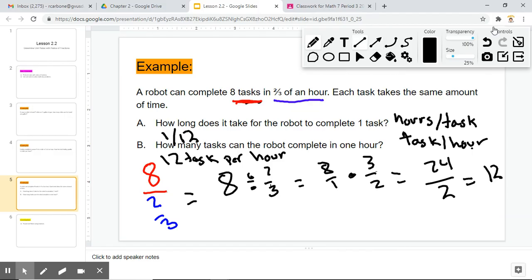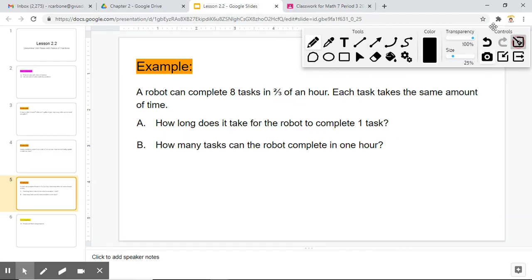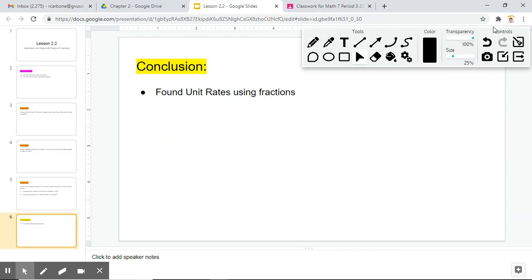All right, so that was it for us on our examples here. Remember, today we found unit rates using fractions. So a unit rate is still that ratio or rate where you're comparing two quantities where the second quantity is always 1.